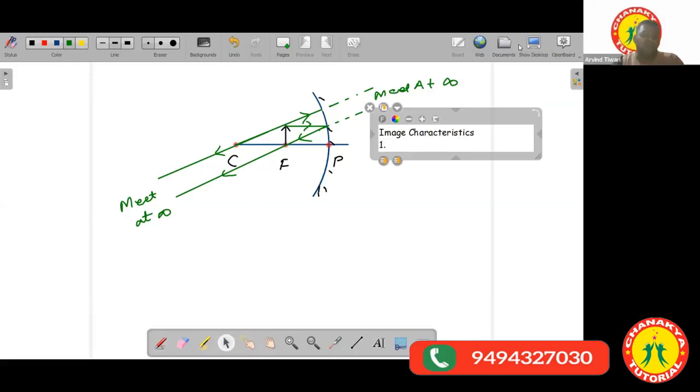What can we say? It's not even virtual, it's not even real. If we are saying that the light rays meet at infinity, they are meeting at infinity wherever they are meeting, but they are meeting. So we will say in the image characteristics that the image is real and inverted. Okay, sir, we will say the image is real and inverted.